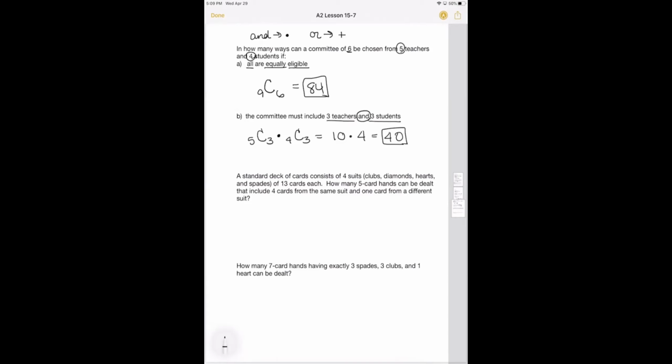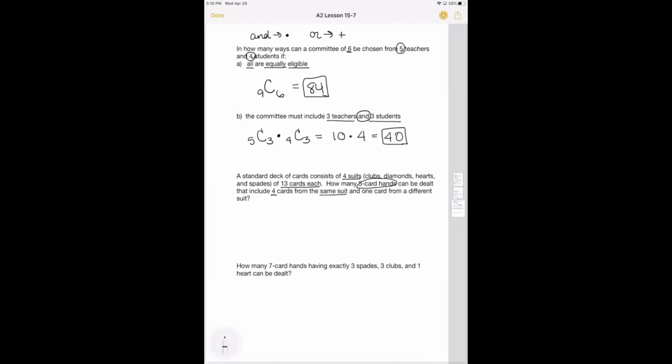Okay, now let's go to the deck of cards. If you're not a card player, you may have to pull out a deck of cards, but there are 52 cards in a deck. There are 4 suits: clubs, diamonds, hearts, and spades, and there are 13 cards in each suit, 52 divided by 4. How many 5-card hands can be dealt that include 4 cards from the same suit and 1 card from a different suit?